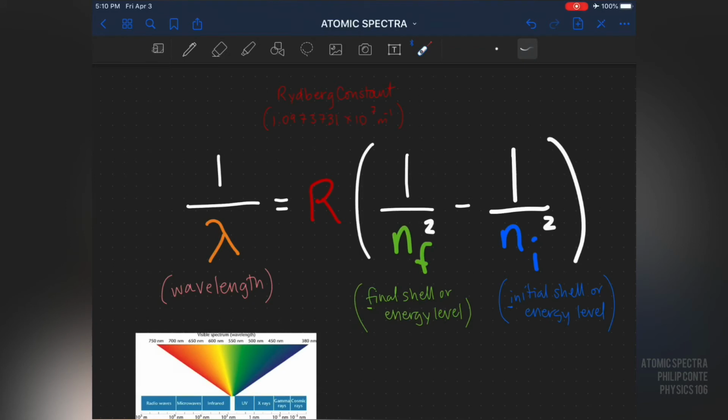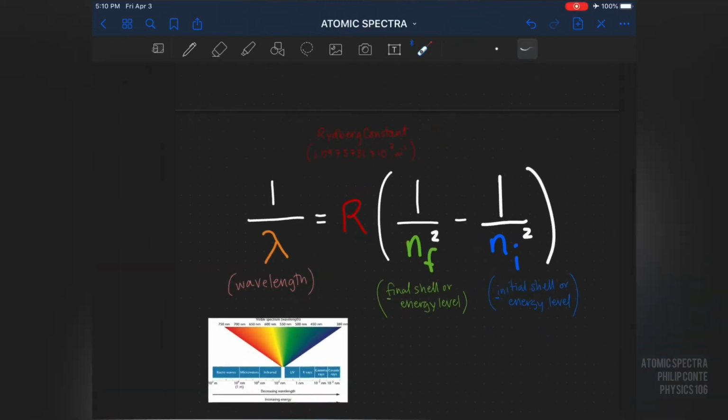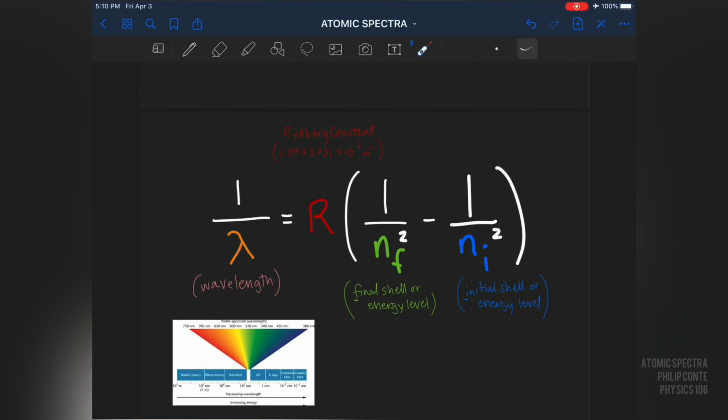N stands for shell number. Ni is where the electron was initially, and Nf is where the electron finishes, or what its final spot is. So now that we have gone over some history and basics, let's see how much we understand. We'll start you off with some easy questions and then work our way to the one that requires us to use the equation. Question number 1.